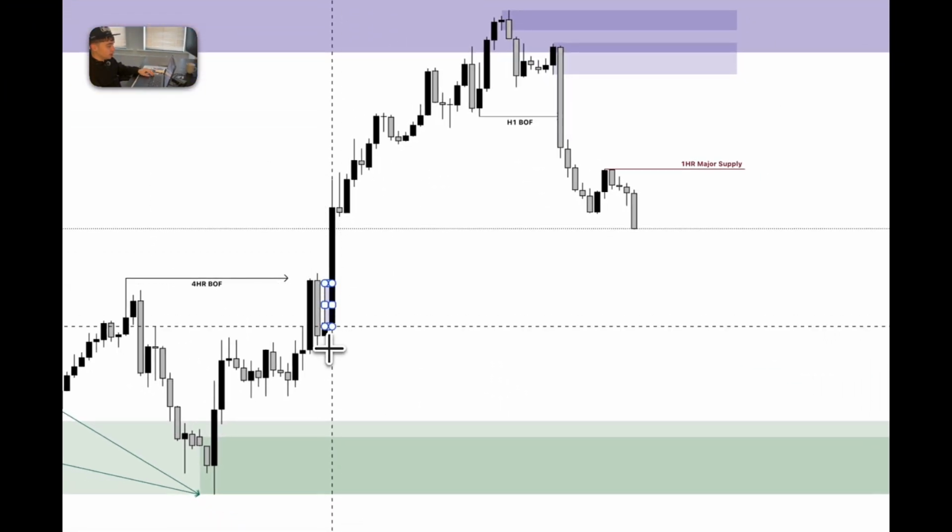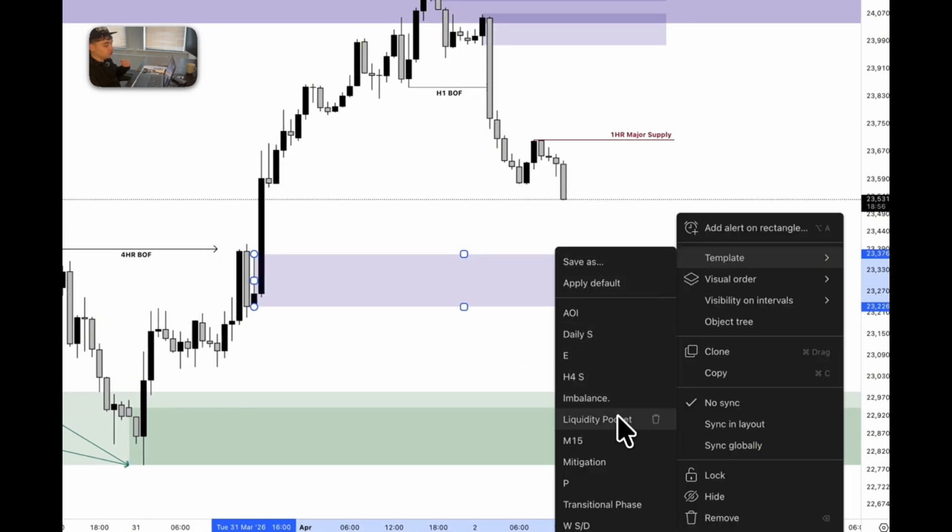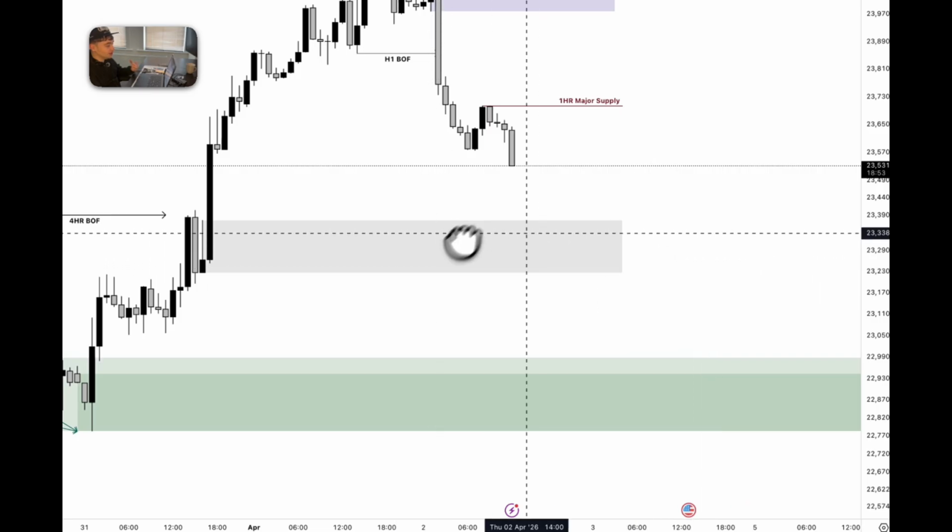So I'm going to mark out my expansion point here. And this is just a liquidity point. So this is where price can come into, and you want to monitor how price reacts within this zone.